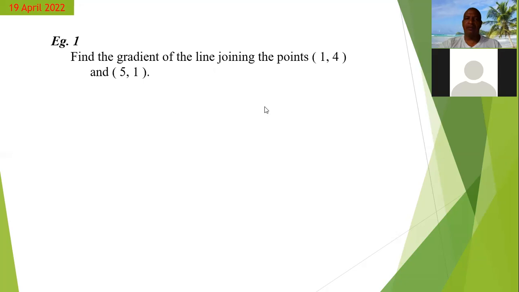So here we now have an example of a gradient, and you're going to be doing the calculation for the gradient. Now, you want me to write down the formula, so you can use y2 minus y1 over x2 minus x1. All right, so you can go ahead and calculate the gradient.